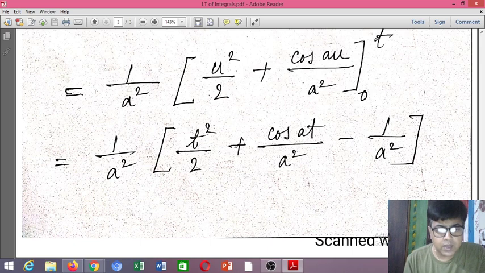So a very important property, the Laplace transform of integral, has been discussed in today's class. That's all for today's class. I'll be back with more properties and theorems in my next class.